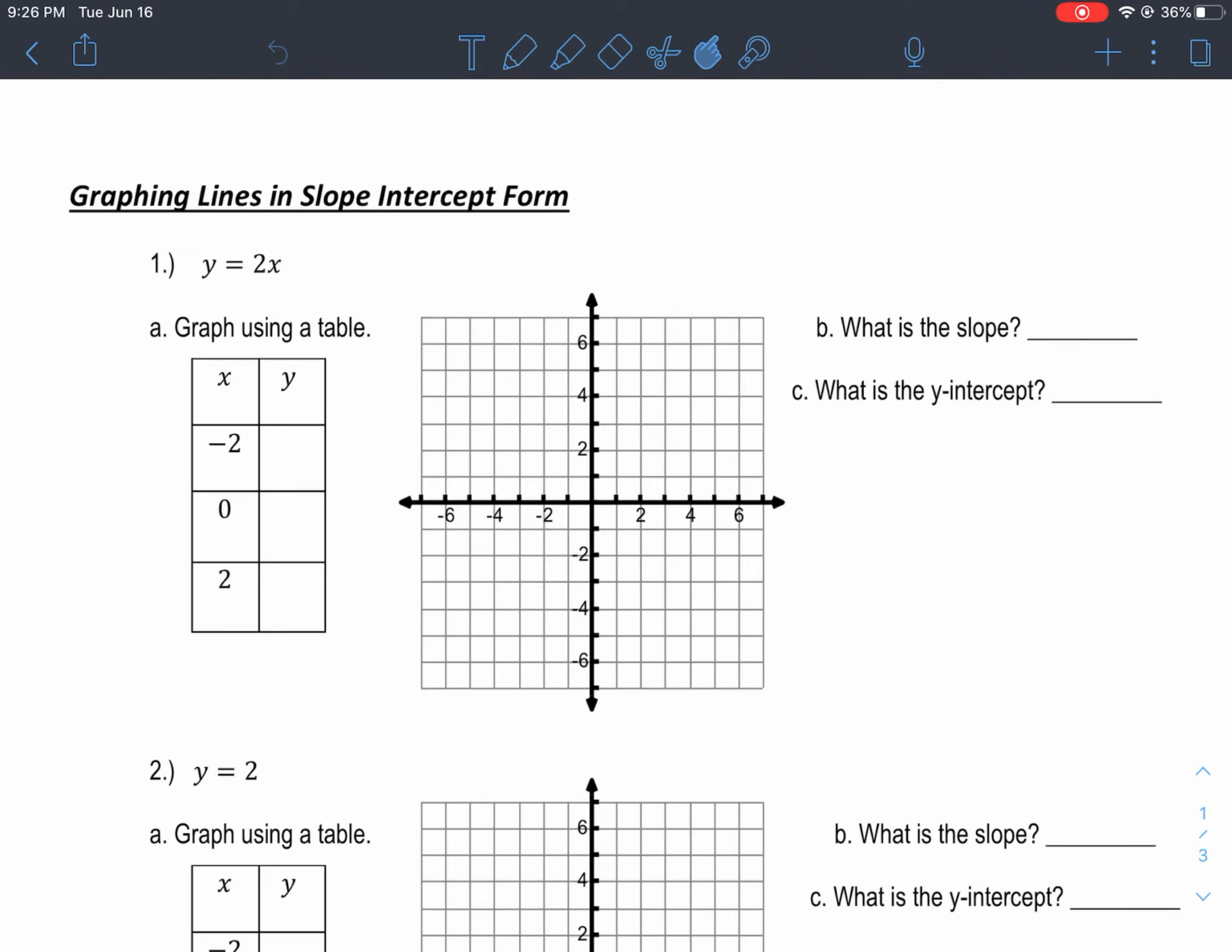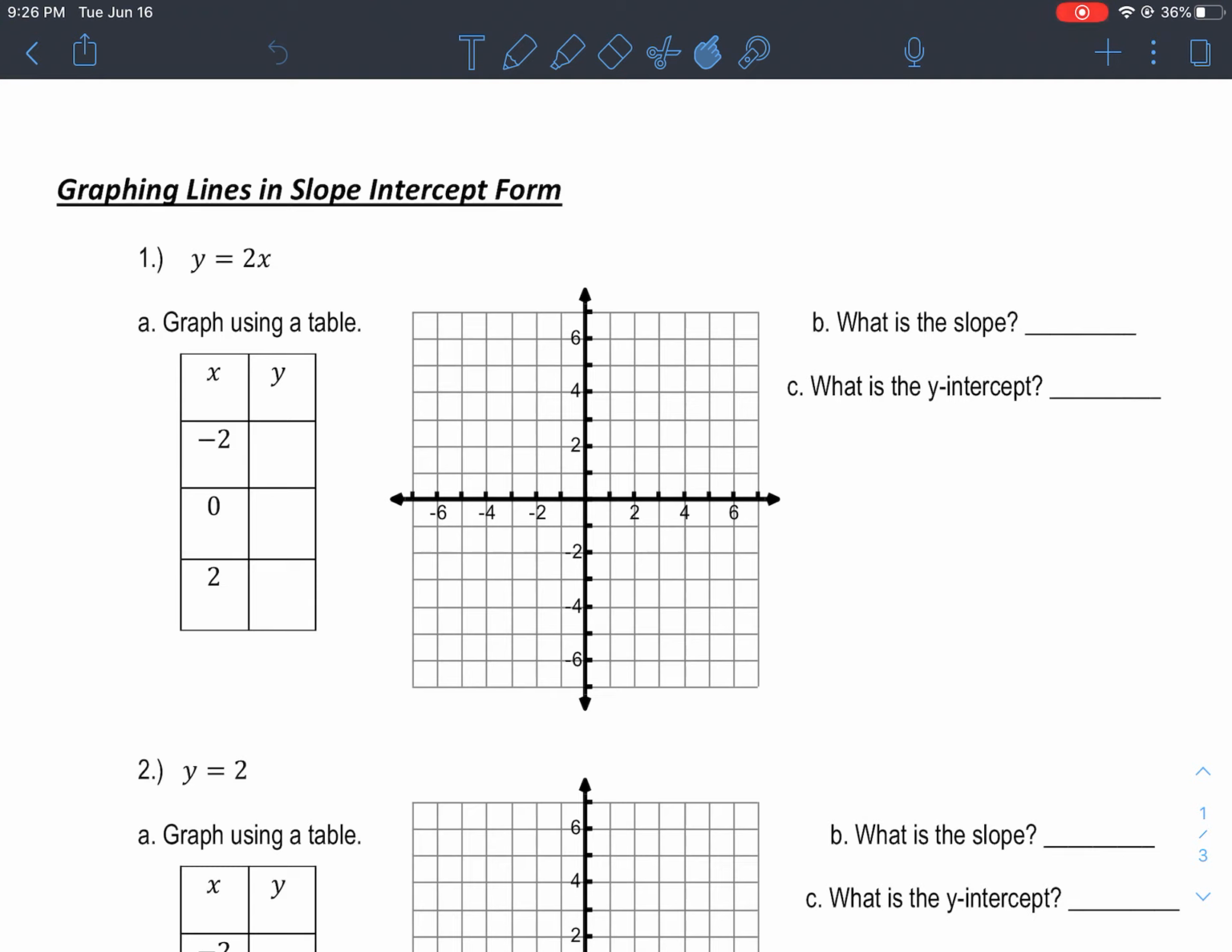Okay, welcome back everyone. Today what we're going to look at is graphing lines in slope-intercept form, part 2. We're going to graph our equations using a table. This is an extremely useful tool that you can use to graph any equation. You can graph quadratic equations, exponential equations, linear equations, whatever type of equation you're working with. If you just make a table, you can graph anything without a calculator.